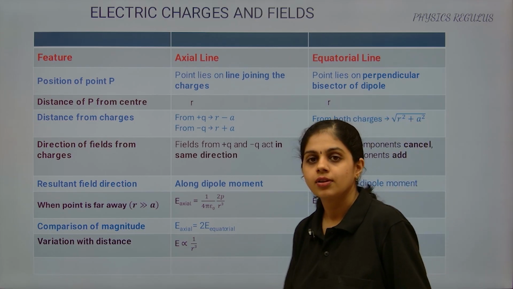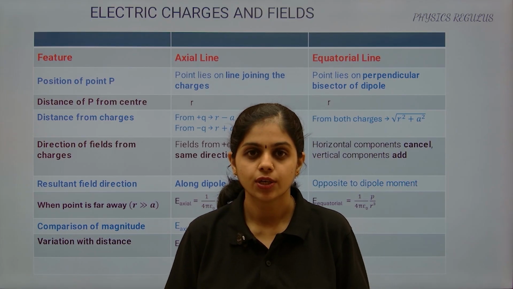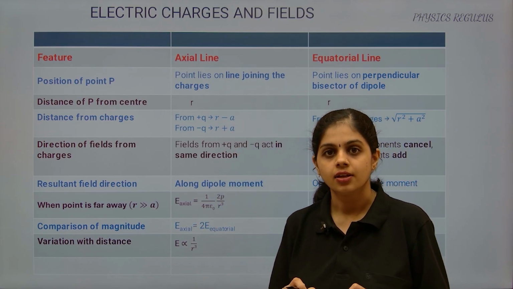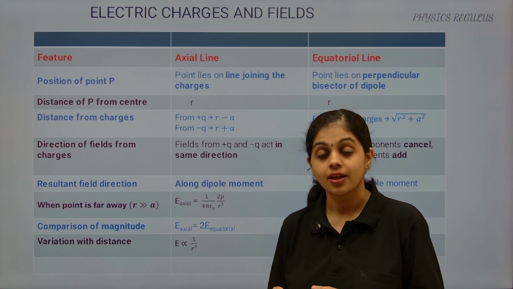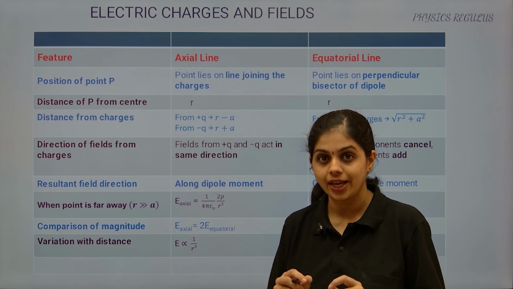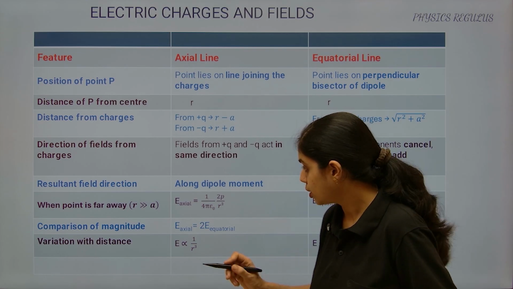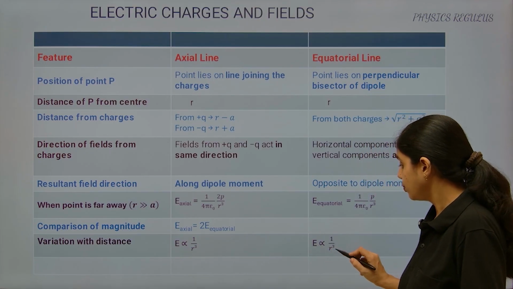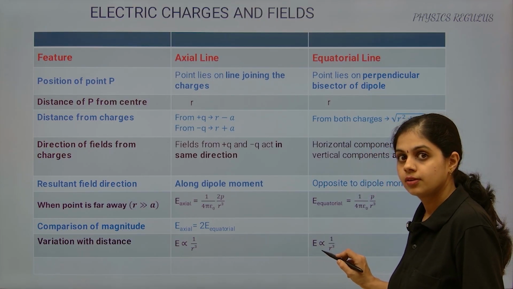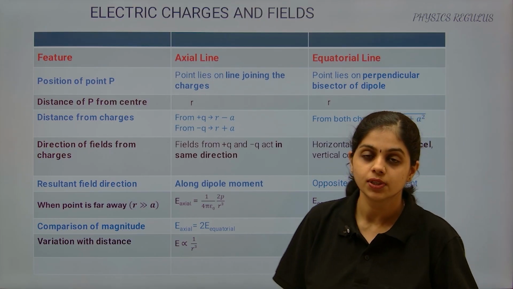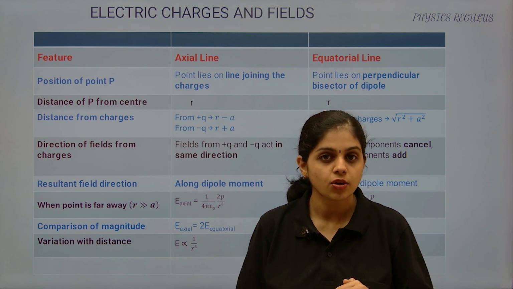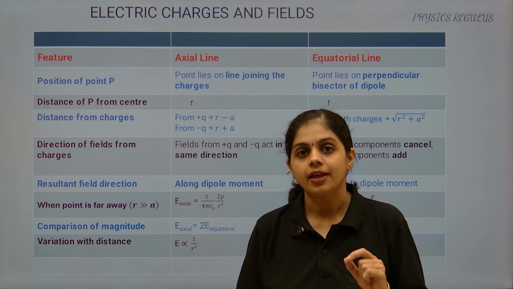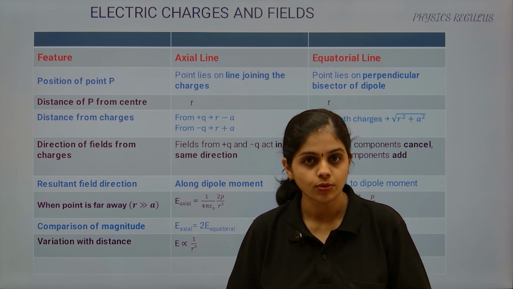And also, electric field due to point charge is proportional to 1 by r square. But electric field due to dipole is proportional to 1 by r cube. Here we can observe electric field due to dipole falls off more rapidly than electric field due to point charge.